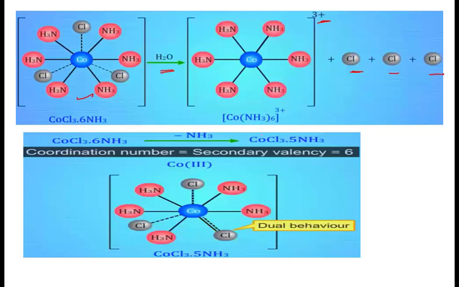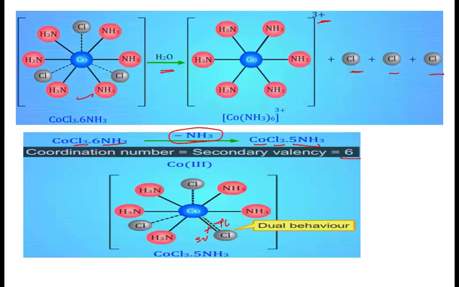If we represent another example, CoCl3.6NH3, if one ammonia is removed, we will get the compound CoCl3.5NH3. Now in this case, the coordination number is going to remain the same, that is 6. But you will come to know that one of the chlorine atoms will show both the valencies. That is, this one is primary, shown by dotted lines, and this one is secondary valency.